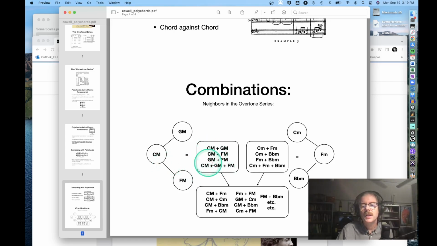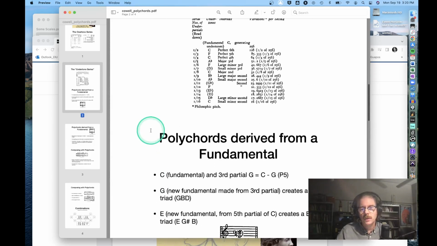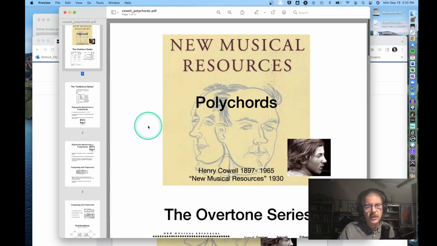So we can think of these as also some combinations to check out and to explore. C minor and F minor, C minor and B flat minor. These create all kinds of close relationships that can be considered to be related in some way. So that's the gist of this polychordal experience that we're going to undertake here, where we're going to try to compose with polychords in some way.